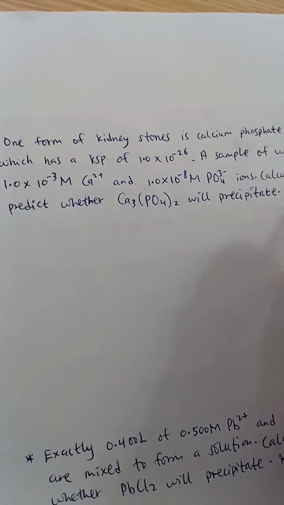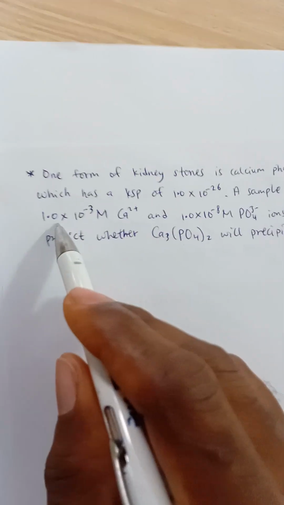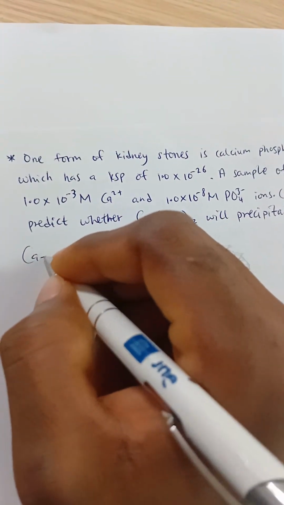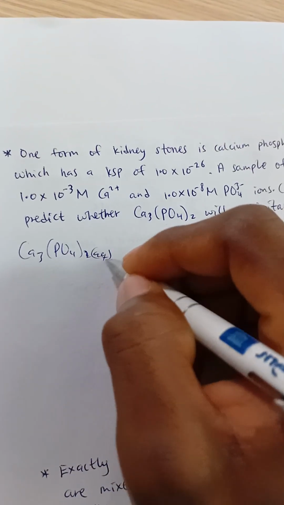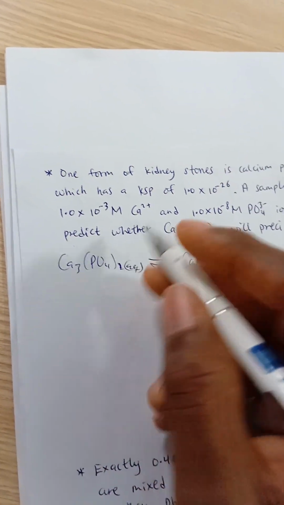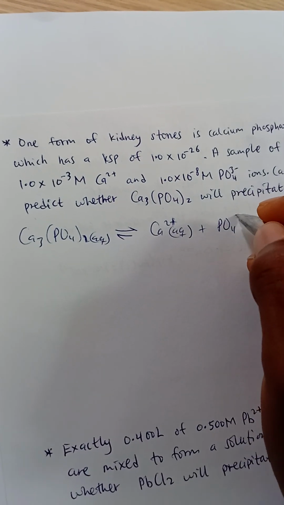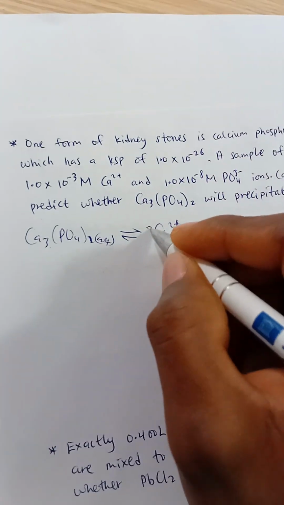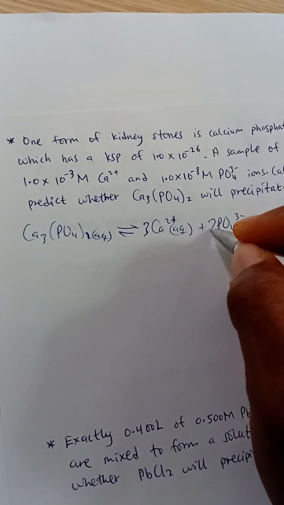Reaction quotient or ionic product is the same expression as KSP, but we are using the actual concentration of what, the ions given. So let's see. Calcium phosphate aqueous, Ca2 plus aqueous plus PO4 3 minus aqueous. You have to balance the equation, isn't it? You need three atoms of calcium, and all this as a unit should be twice.